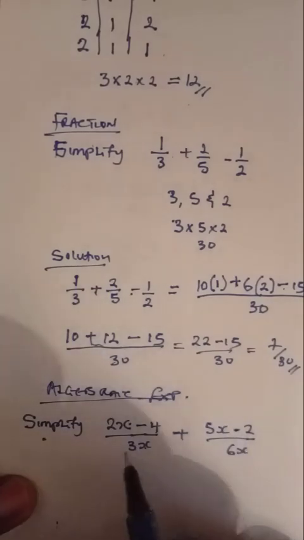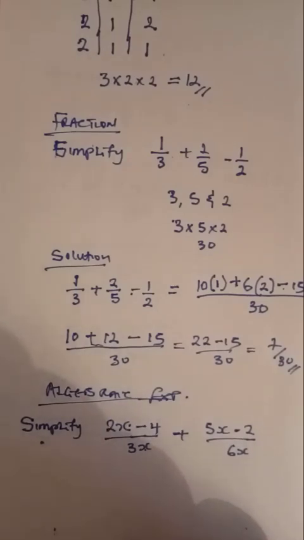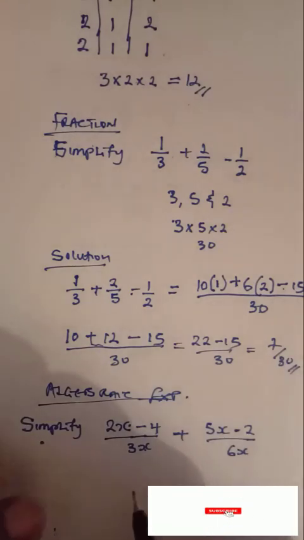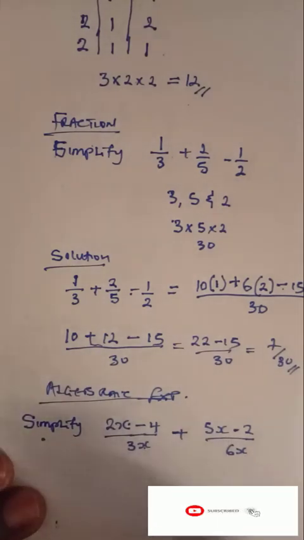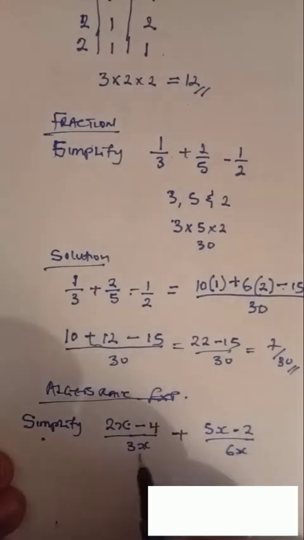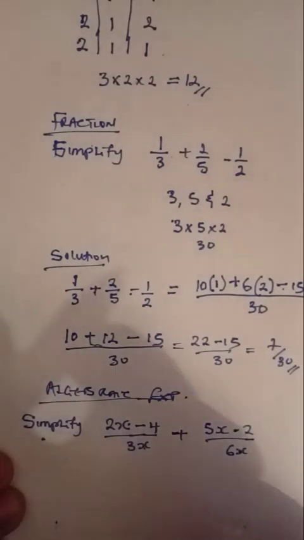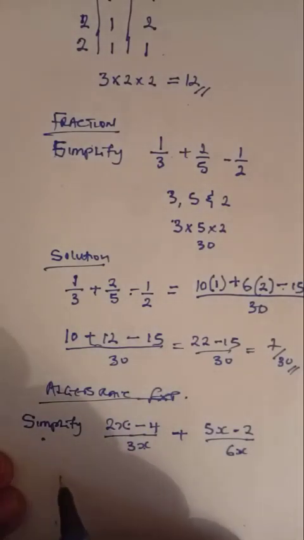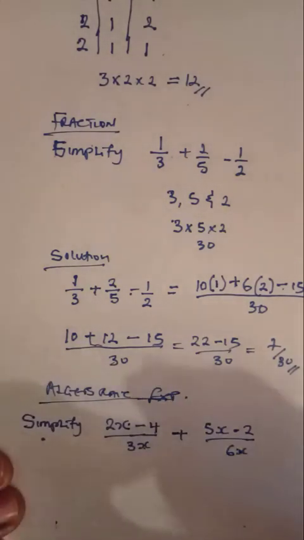These two terms are carrying variables, so the LCM of both of them will also come with a variable. When I say variable, I'm talking about x, because the value of x is not known. So the LCM of 6x and 3x is going to be 6x. Now, why is it 6x?